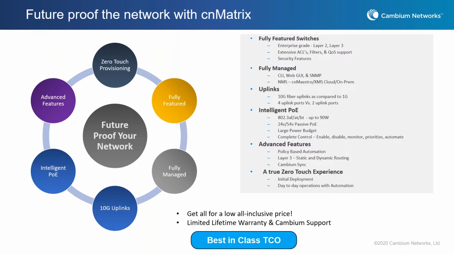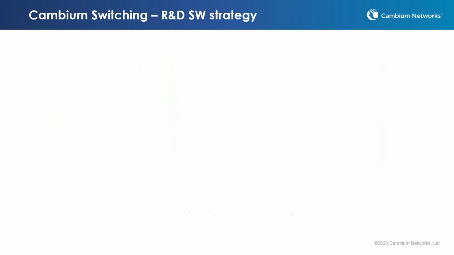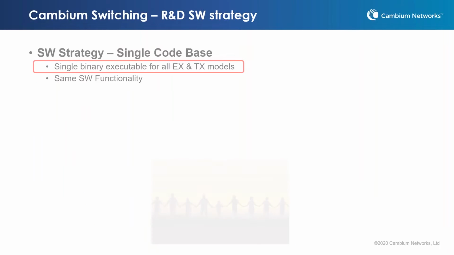Anyway, all these features I'm talking about, they come with the base price of the switch. It also comes with a limited lifetime warranty. With our enterprise switches, you get a 5-year warranty. With these WISP switches, you get a 3-year warranty. But anyway, if you include all these features, the lifetime warranty, and the Cambium support, which is top-notch, it really is best-in-class TCO. Very nice solution.